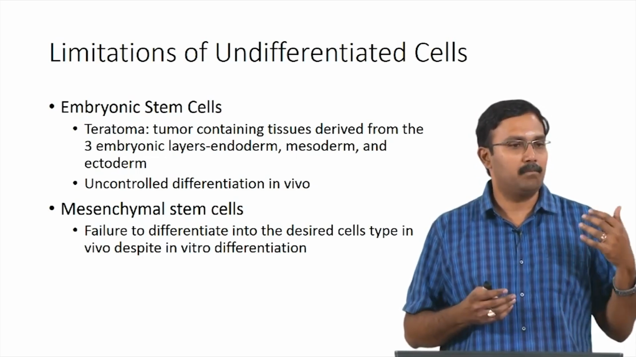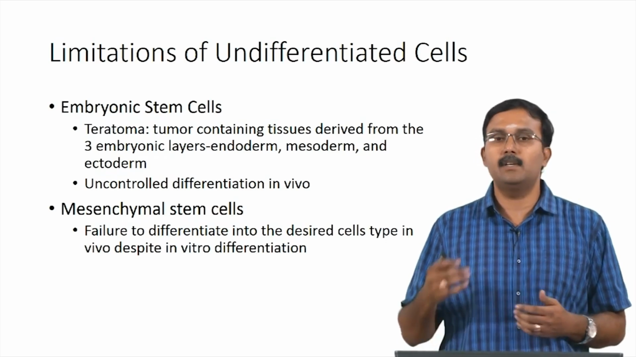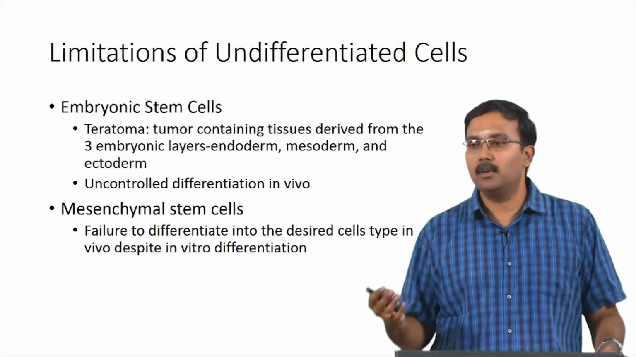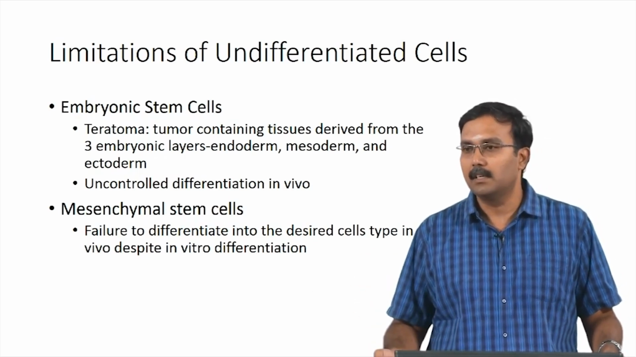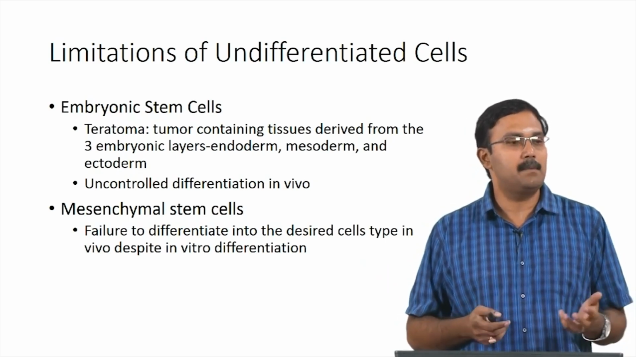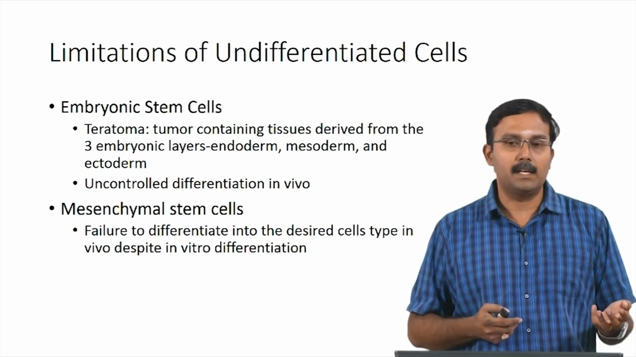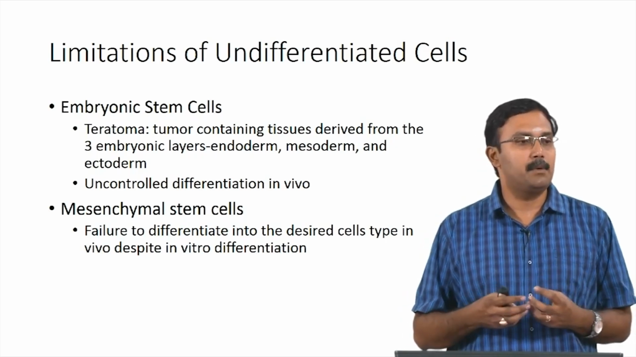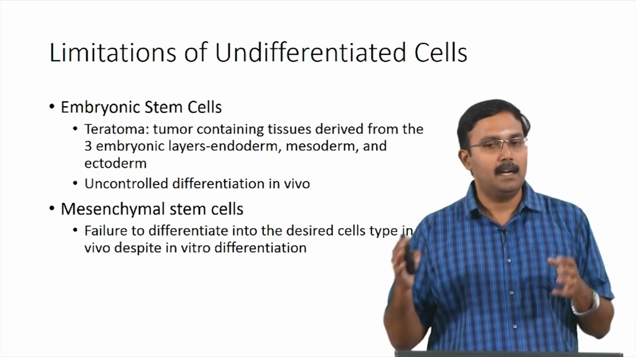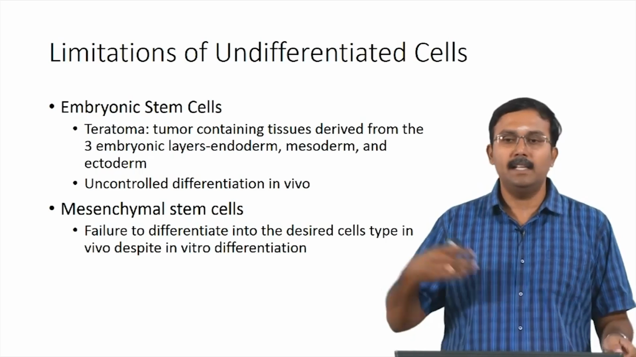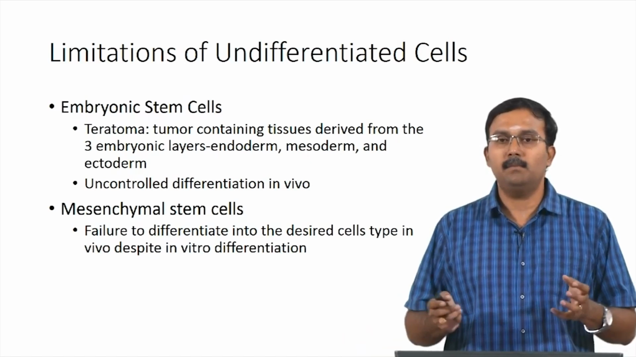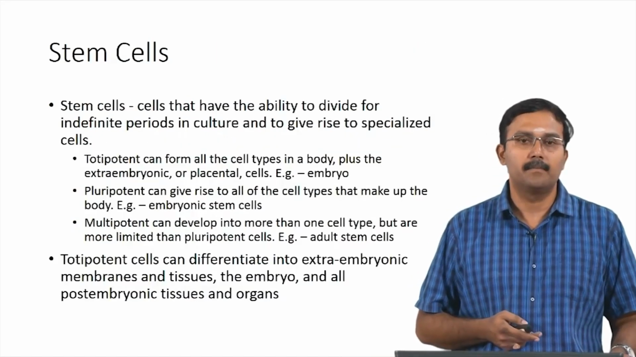Mesenchymal stem cells have a problem because they fail to differentiate into desired cell types in vivo, even though people have repeatedly shown that in vitro differentiation is very successful. So, because of this, it is not very easy to use these stem cells for in vivo applications. Many times, what people do is they expand the stem cells, then differentiate them in vitro and finally place them at the site of implantation. So, those are some of the challenges with stem cells.